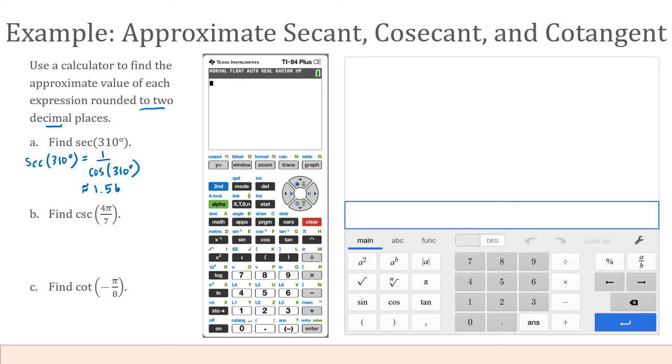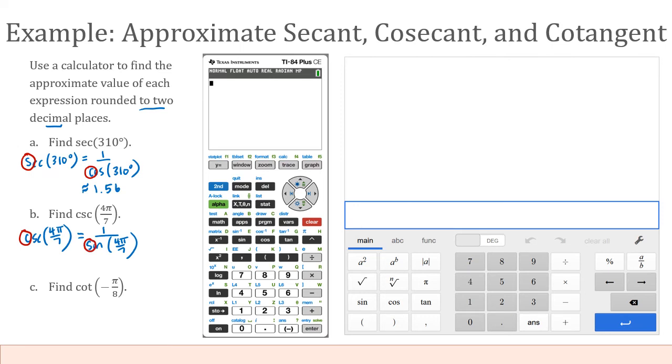Part B, find the cosecant of 4 pi over 7. So the cosecant of 4 pi over 7 is equal to 1 over the sine of 4 pi over 7. I don't know if this will help you, but let me just point out that one way that I remember these ratios is if I start with secant that starts with an S, then that's the reciprocal of the cosine, which starts with a C. If I start with the cosecant, that's equal to the reciprocal of the sine function. So they're just the opposite letters.